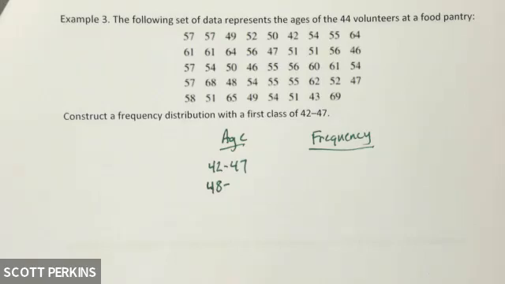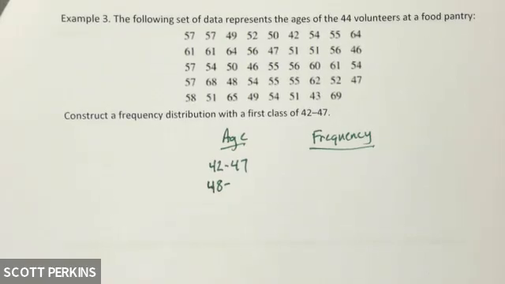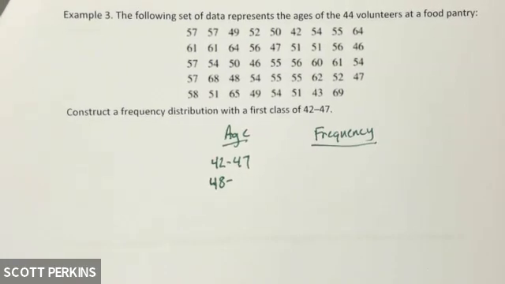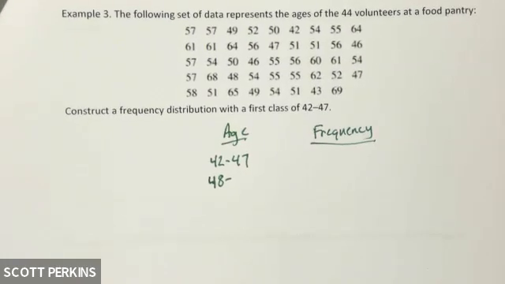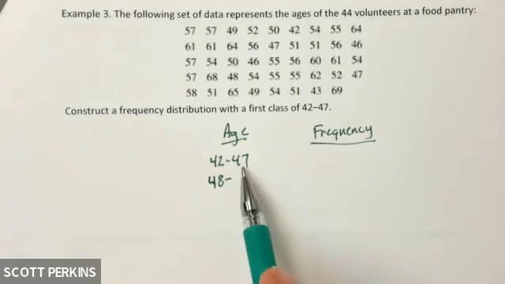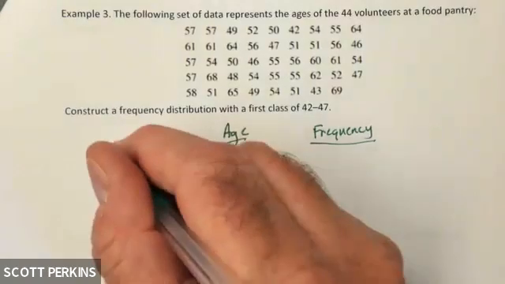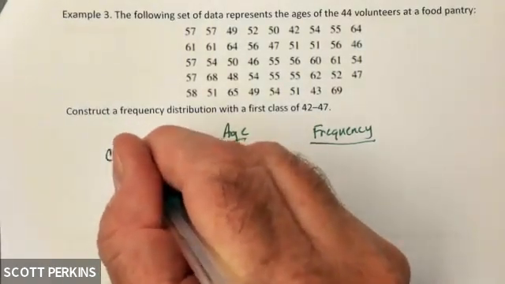Okay, so probably the most time-consuming part of this is the count, and I don't think that's difficult at all. So I just want to make sure that we're getting the classes together because that's the most important part. So 42 to 47, you've already told me that the next lower limit is 48. So that means what is the class width of this problem?